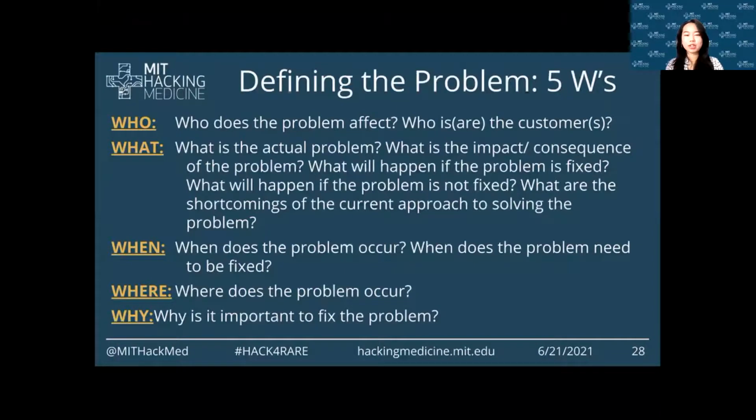What are the shortcomings of any current approaches to solving the problem? For when, consider when does it occur and when does it need to be fixed? Where does the problem occur? And finally, why? Why is this problem important to tackle now?